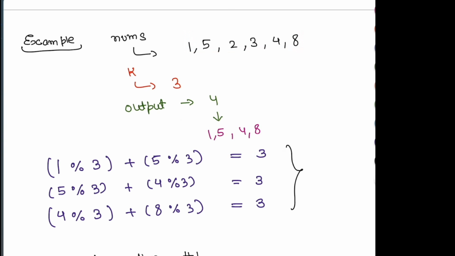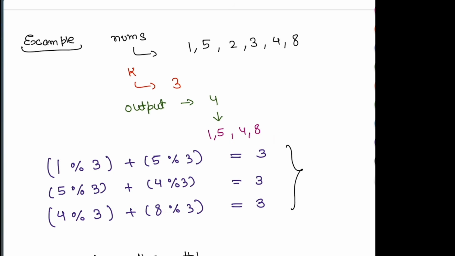Now let me explain how this particular subsequence is valid. For every two consecutive elements, 1, 5, 5, 4, 4, 8, the condition has to be true, and the condition is 1 mod 3 plus 5 mod 3 will be equal to 3, because this is 1 and this is 2. So 1 plus 2 is 3. Now for every two consecutive elements, when you apply the formula, it is going to be equal to 3. You will see that for 5 and 4, 5 mod 3 is 2 and 4 mod 3 is 1, 2 plus 1 is 3. Then 4 comma 8, 4 mod 3 plus 8 mod 3, this is 1, this is 2. So 1 plus 2 is 3. So that is what you need to do.